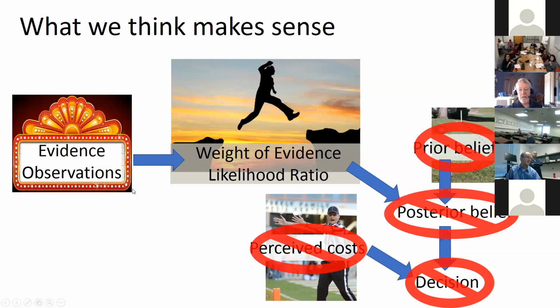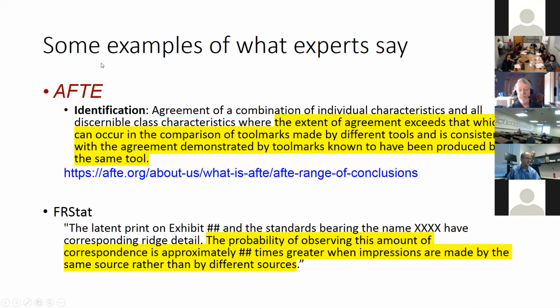So we would like to see increased interest in the community, or strategies developed for styles of presentation that can adequately transfer the information directly collected. And this was inspired by some of the interpretations offered for the conclusions or reports provided from the experts. So the Association of Firearm and Tool Mark Examiners, in trying to define what an identification is, refers to the extent of agreement exceeding that which can occur in comparisons of tool marks made by different tools, and being consistent with the agreement demonstrated by tool marks known to have been produced by the same tool.